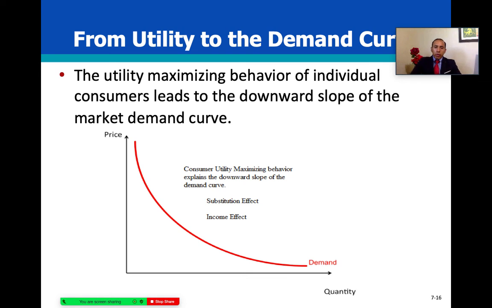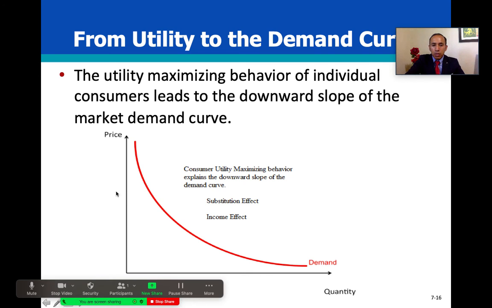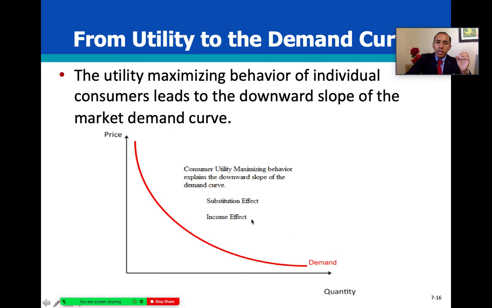We have the following relationship. The price is on the vertical axis, quantity is on the horizontal axis. The consumer maximizing utility behavior explains why the demand curve is downward sloping through two main channels: the substitution effect and the income effect.